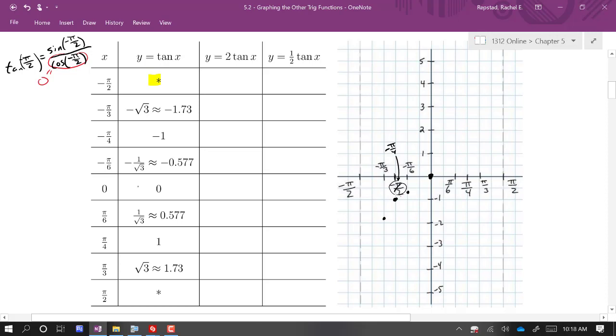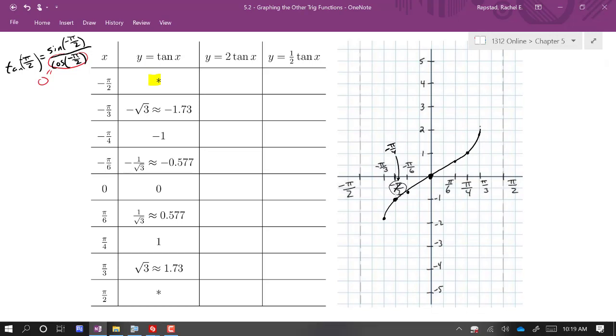At pi over 6, I just have the same values as I've already graphed, but positive, so that'll be a little bit more than half here. At pi over 4, we're going to be at 1. And at pi over 3, 1.73. So far, if I draw a smooth curve that connects these points, it looks something like this. Then the question still remains: well, what about beyond that?